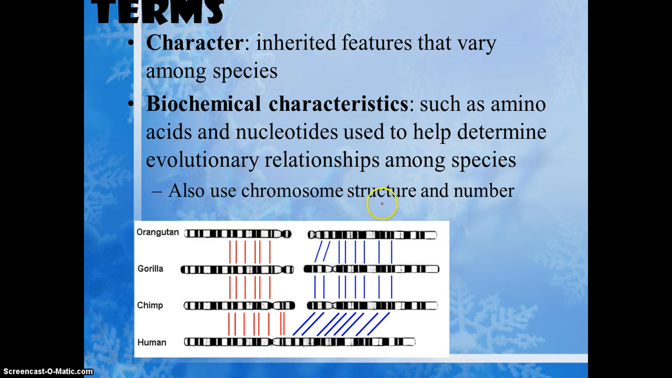Chromosome structure and number is actually one of the best ways to figure out similarities between certain species. If you look at the orangutan, the gorilla, the chimp, and then the human, you can see that we have very, very similar banding structure and number of chromosomes.